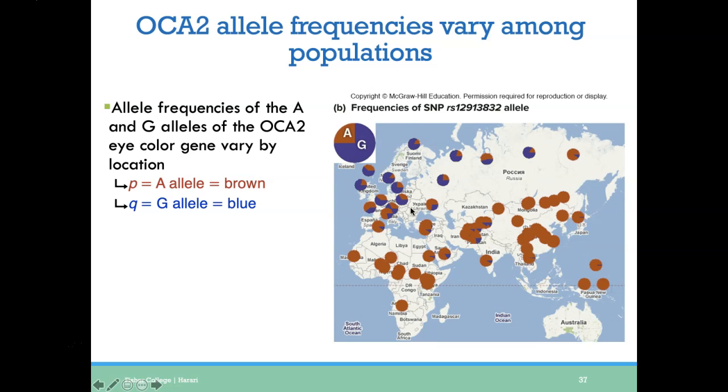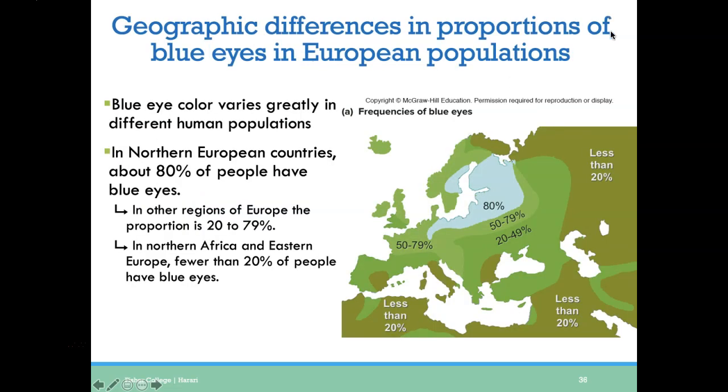So you can see around Europe and Scandinavia, all along Europe, you see a lot of blue-eyed alleles with the G. But elsewhere, you see a huge predominance of the A allele. So this SNP chart, and again, these are little pie charts that represent the proportion of the A to G SNP, corresponds with the geographic distribution of blue-eyed individuals.